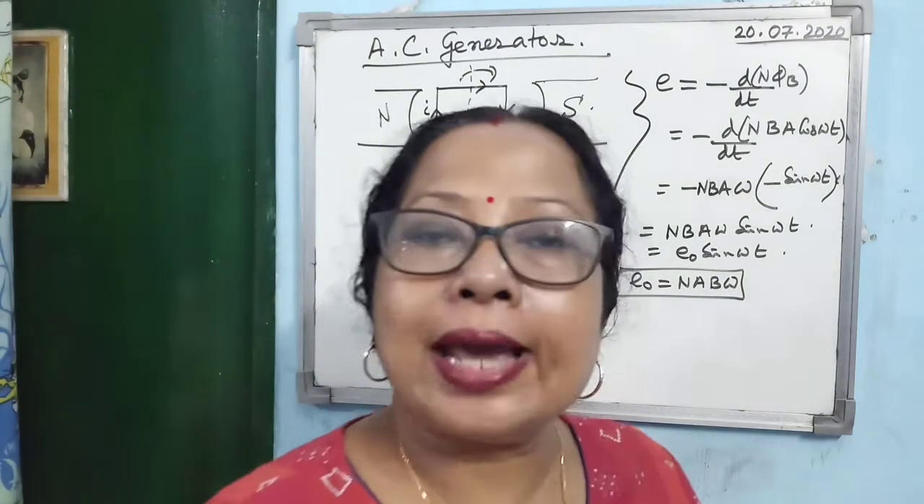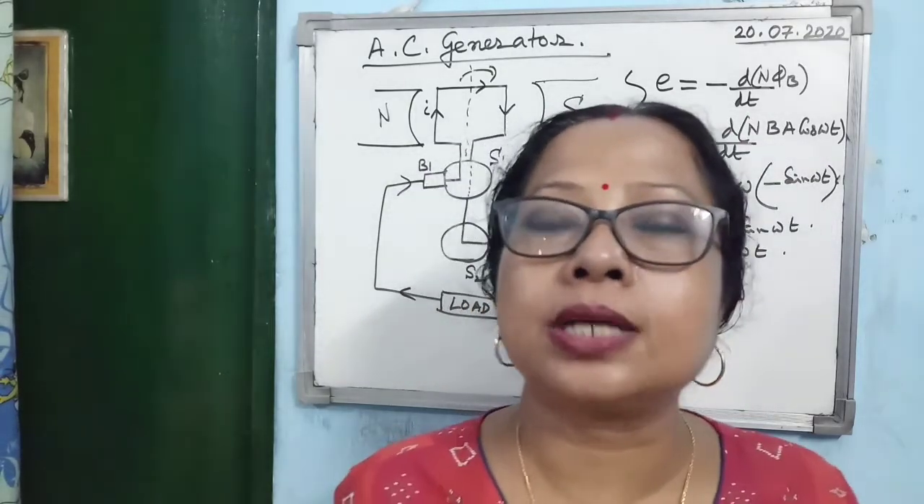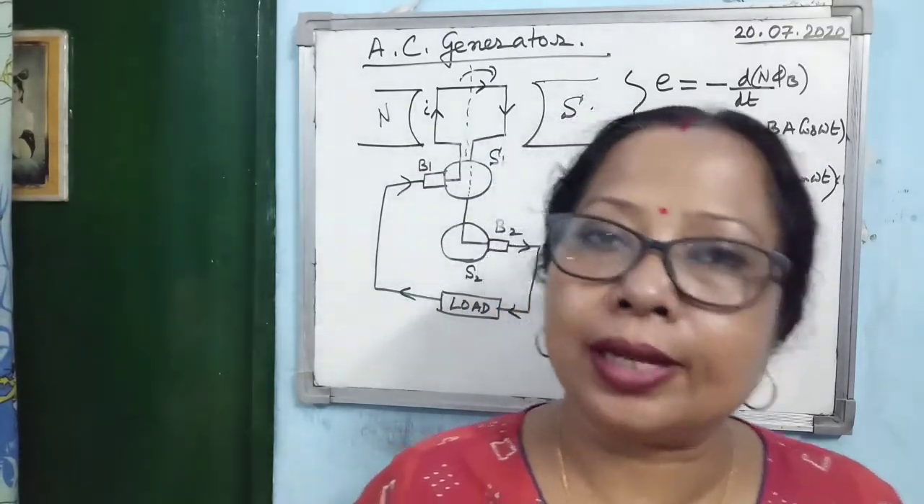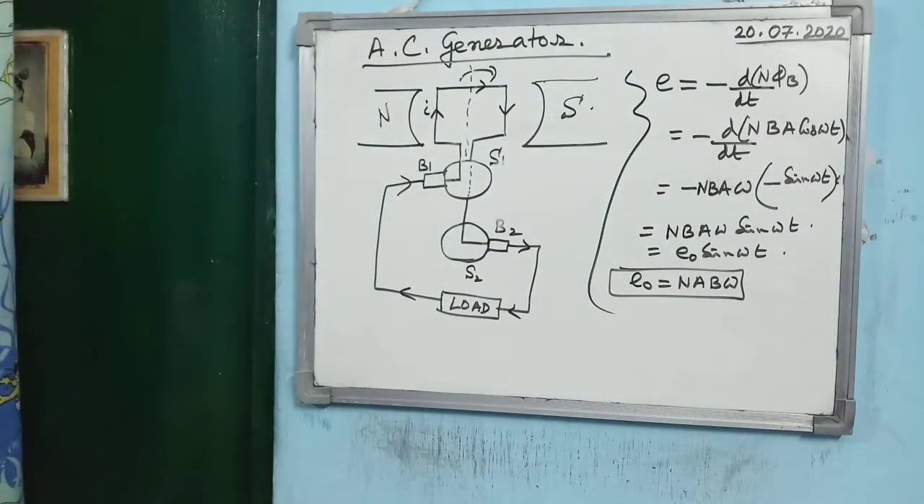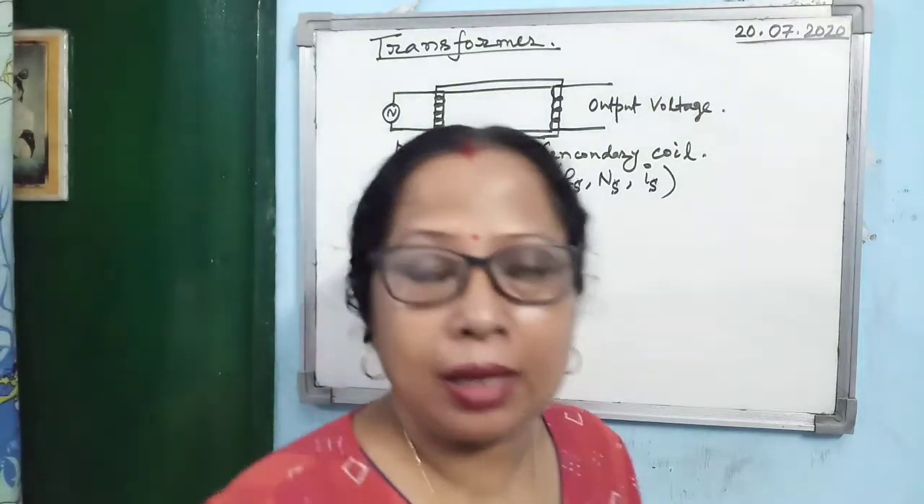Another point, why are the concave pole pieces used? Because concave pole pieces produce a radial magnetic field. Alright, that is the reason why concave pole pieces are used. So that's all about the AC generator. Then the next topic is transformer. Next is transformer.